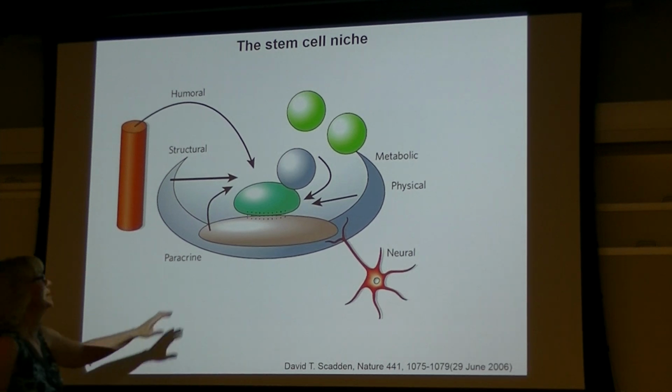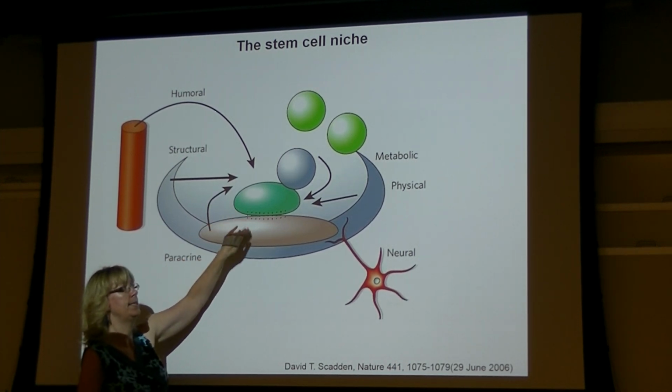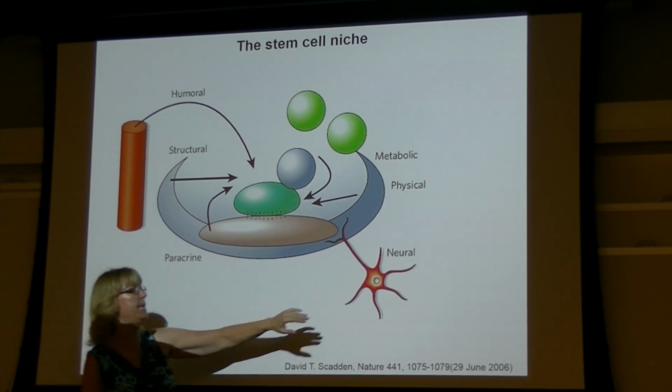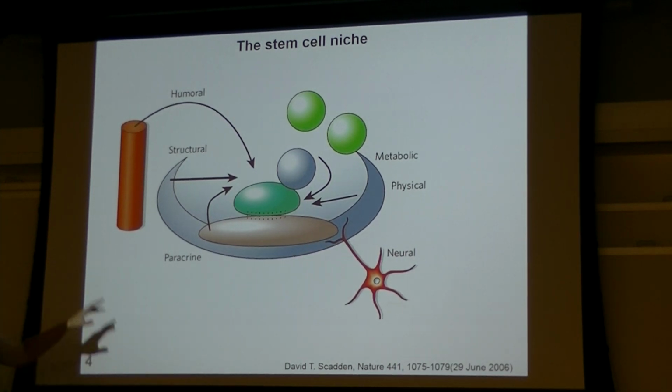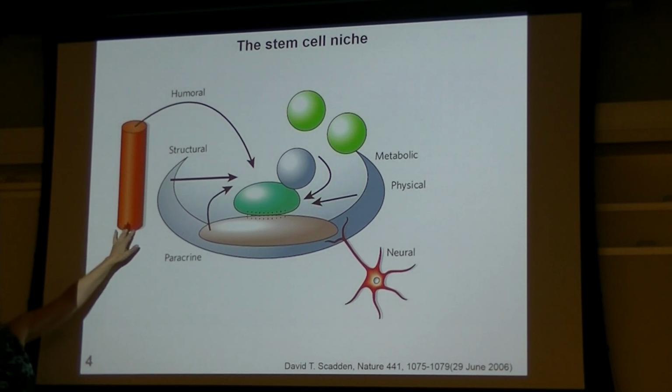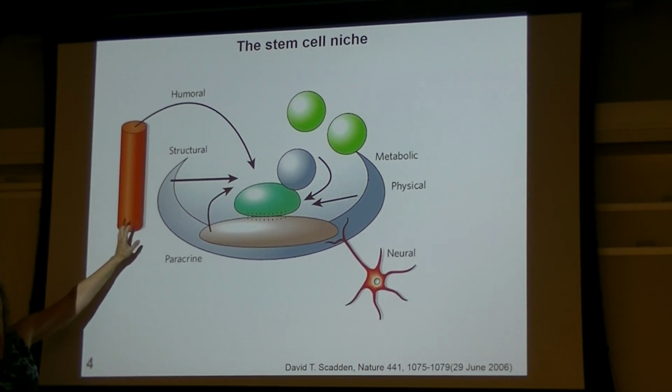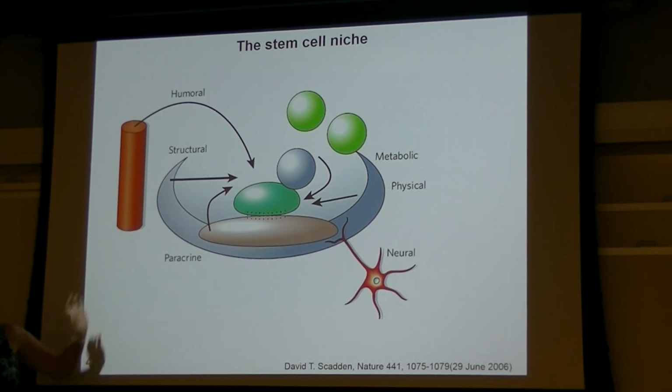It might be getting certain paracrine factors from nearby cells. It might be getting certain neural input. It could also be getting humoral signals. This means from the blood or other body fluids. So for example, hormones might be brought in to nourish that stem cell and keep it alive and dividing.